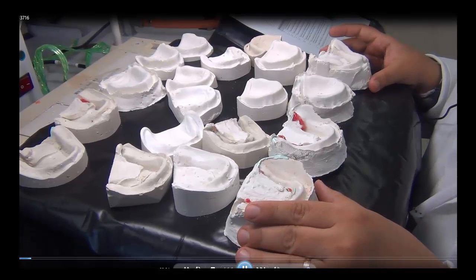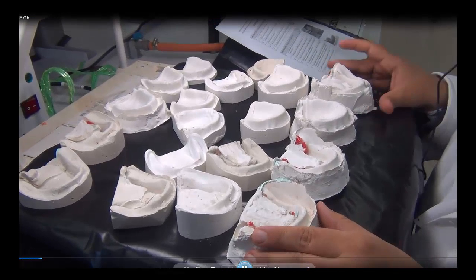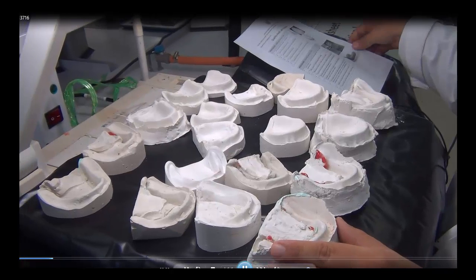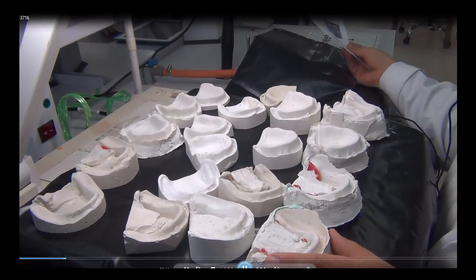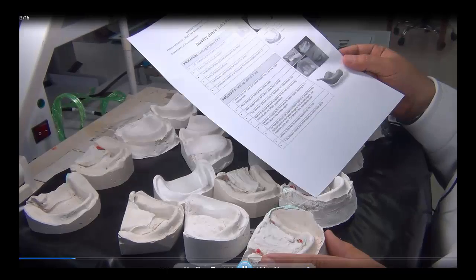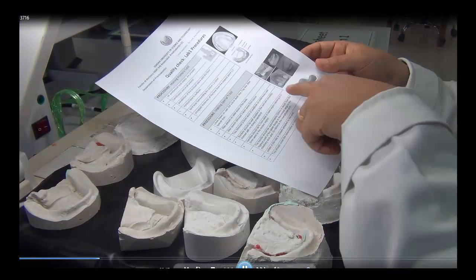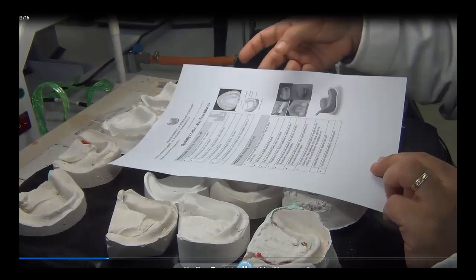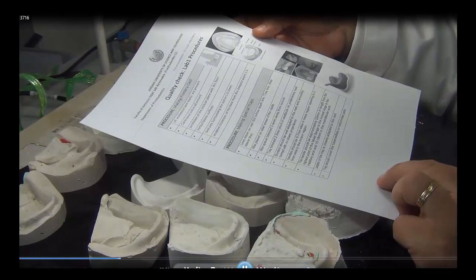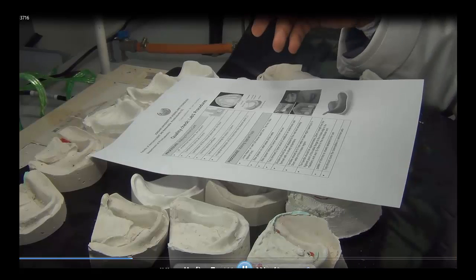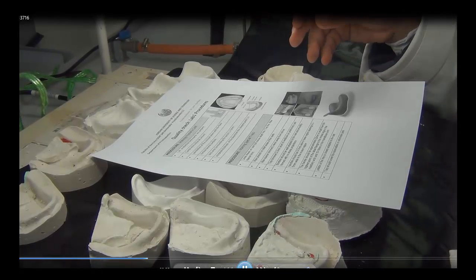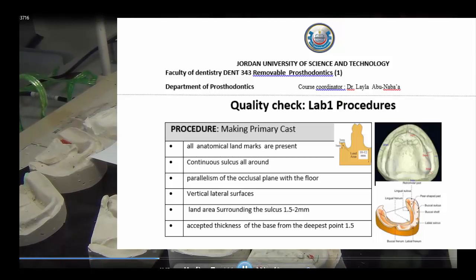We're going today to begin what we call the quality check of the casts we have produced. In general, the features that we explained in the previous video are present in the paper that you have in front of you today, that you took from the envelope. This paper talks about the ideal features that should be present in these casts.